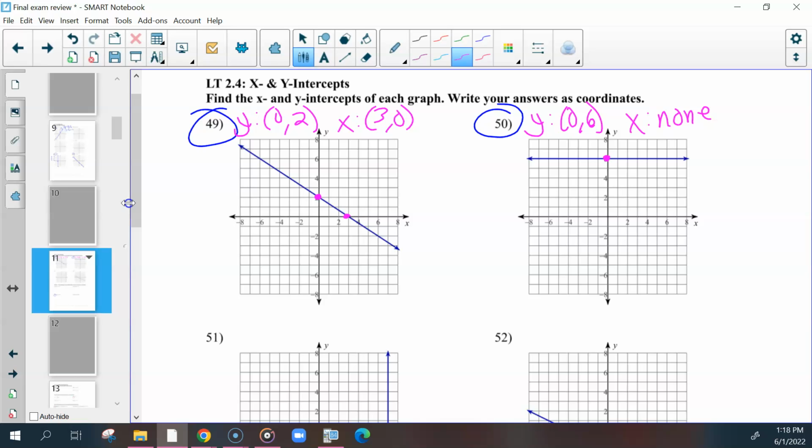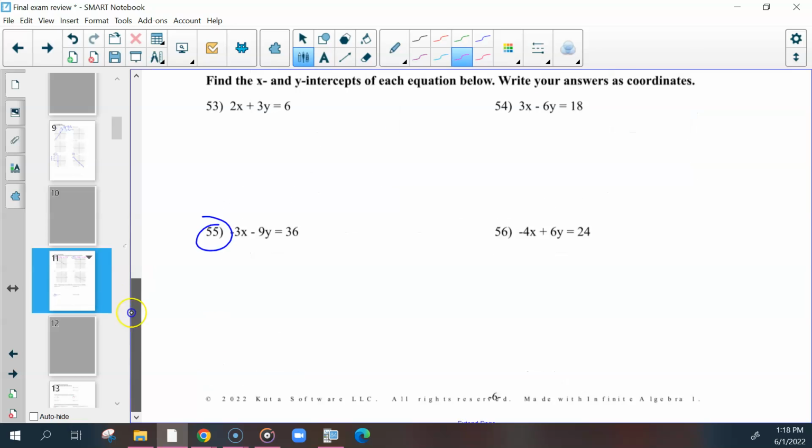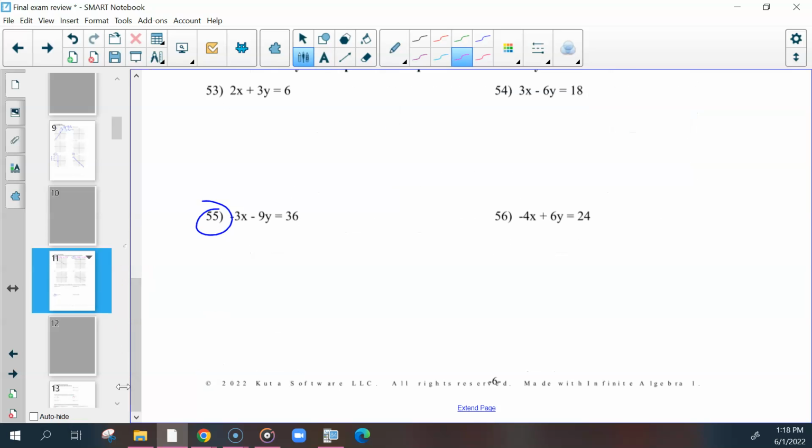If you had a vertical line instead of a horizontal line, these would be switched. You would have an x-intercept but not a y-intercept. We're going to jump down and do 55. Now we're doing the same thing, finding the intercepts, but now we're doing it algebraically.